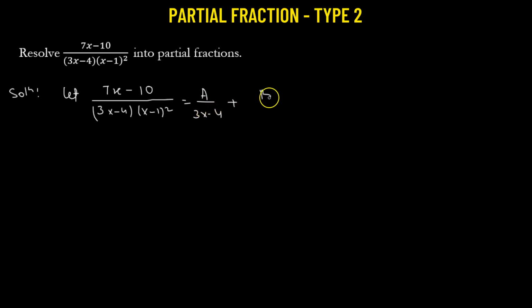The second one will be B over (x - 1). But (x - 1) is repeating twice, so we'll have to consider the third partial fraction, which is C over (x - 1) whole squared. Now our goal will be to find the values of A, B and C. Here we're going to use a method known as the cover-up method.